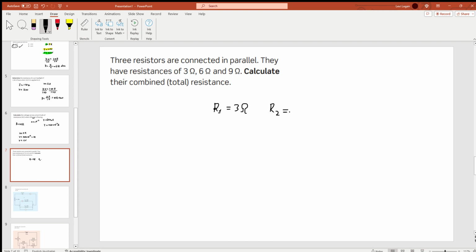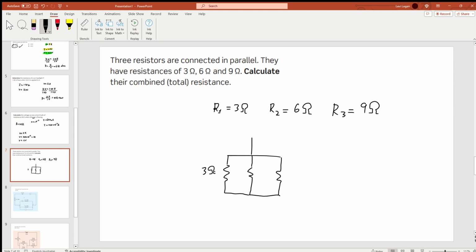Resistance 2 is 6 ohms, and resistance 3 is 9 ohms. If you want to visualize what this looks like, imagine a circuit connected in parallel. You have one here, one here, and one here. For example, this might be the 3 ohms, this the 6 ohms, and this the 9 ohms. We want to work out the total resistance.